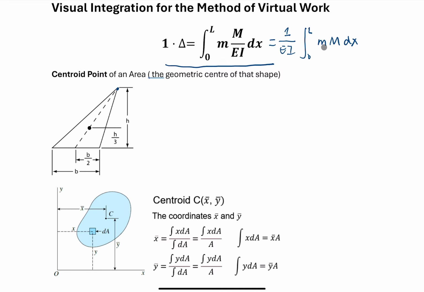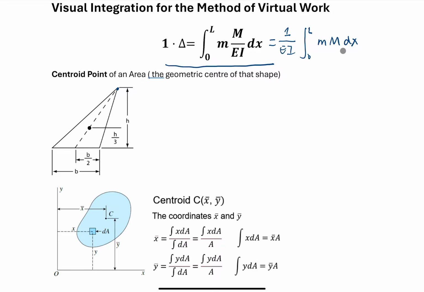So here we can use visual integration to help us solve this. Once we know how to use visual integration, if we know the bending moment diagram of the virtual system and the real system, then we can apply the formula to get the result of this integration very quickly.